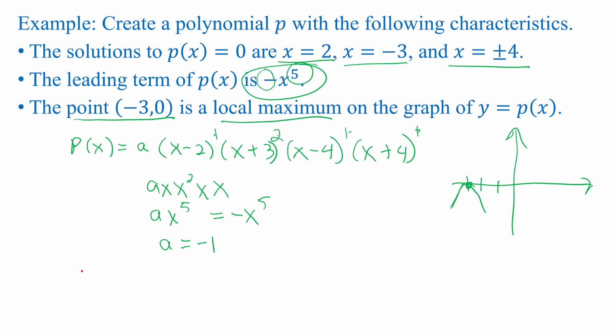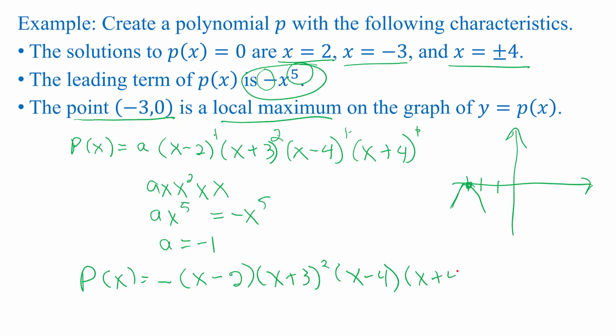Now I can finish off the polynomial. I can write that as p of x equals negative, I could write -1 in parentheses if I wanted to, but I'll just put negative of (x minus 2) times (x plus 3) squared times (x minus 4) times (x plus 4). And we have it.